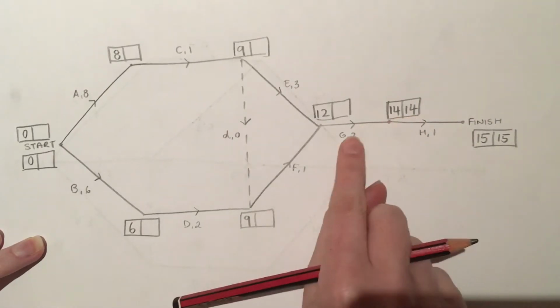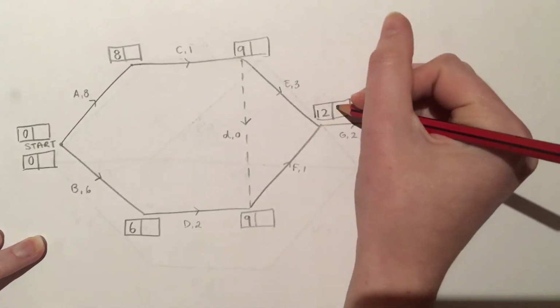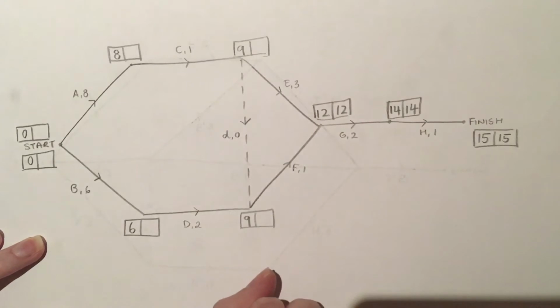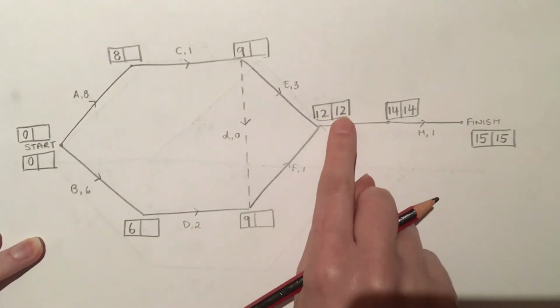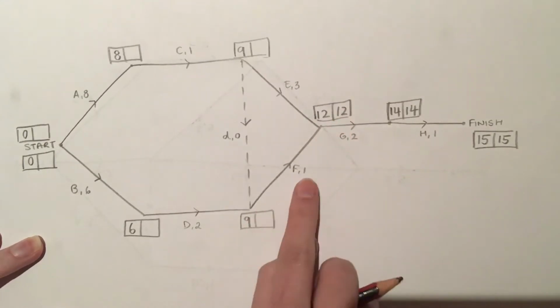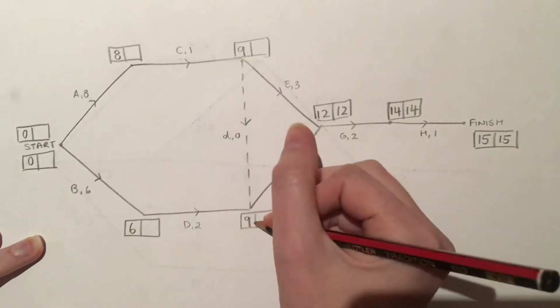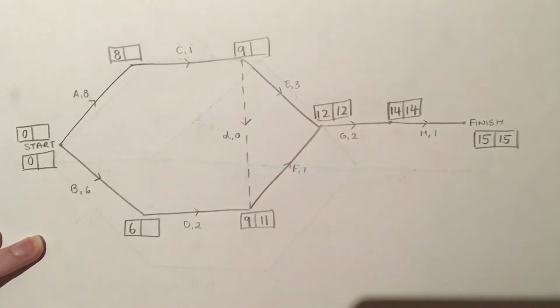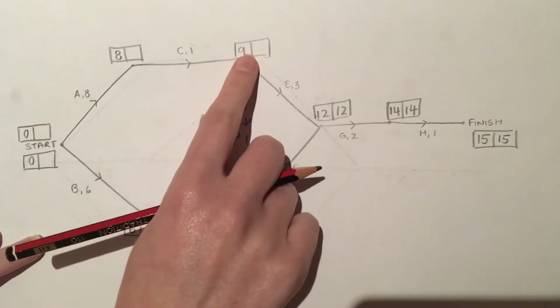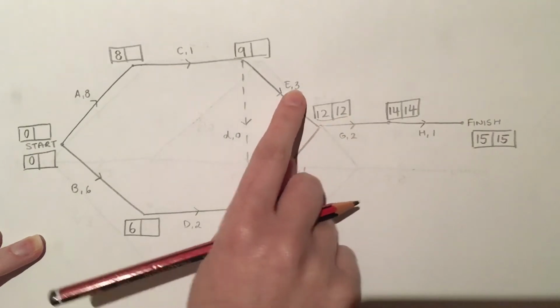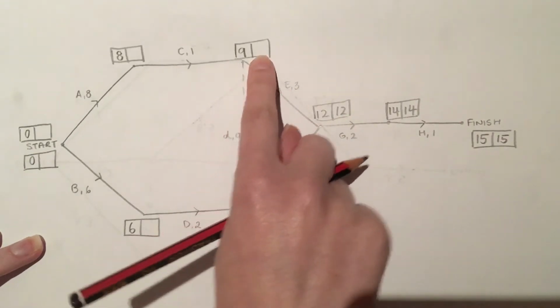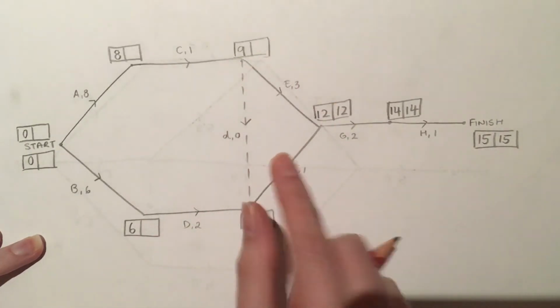And then 14, take away 2, makes 12. Okay, if I want to find box F, I have to go from 12 backwards 1, that makes 11. If I want to get here, this is the box for edge E. So I'm going to go from 12 backwards 3, is 9.